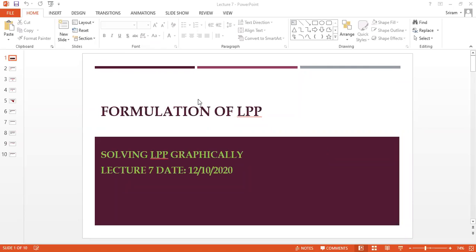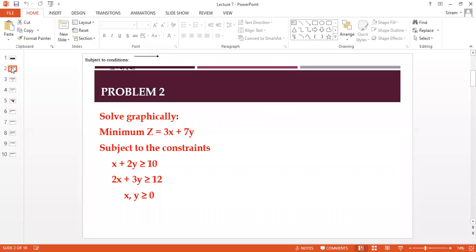We are going to check another problem, but this time we are going to discuss minimum. Solve graphically: minimum z is equal to 3x plus 7y, subject to the constraints x plus 2y greater than or equal to 10, 2x plus 3y greater than or equal to 12, and x and y greater than or equal to 0.